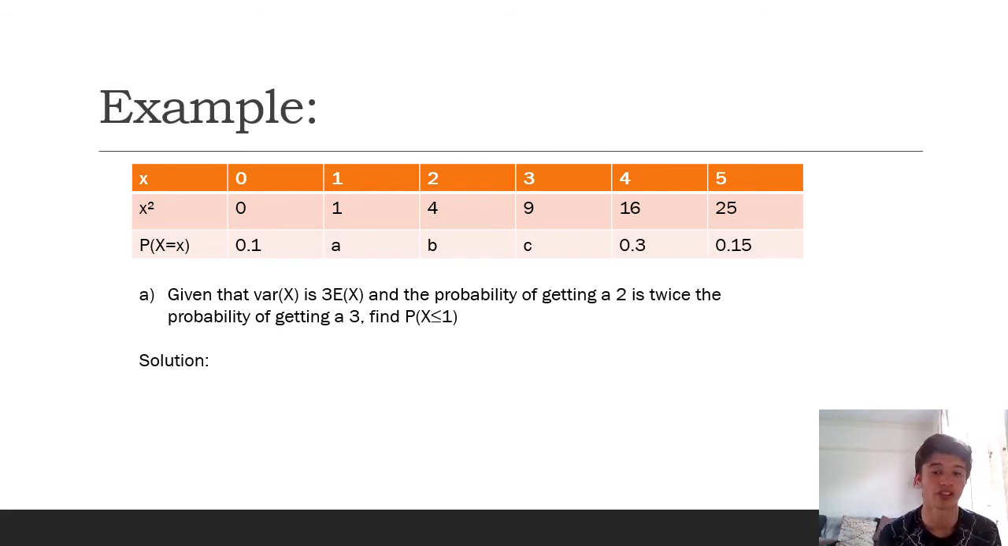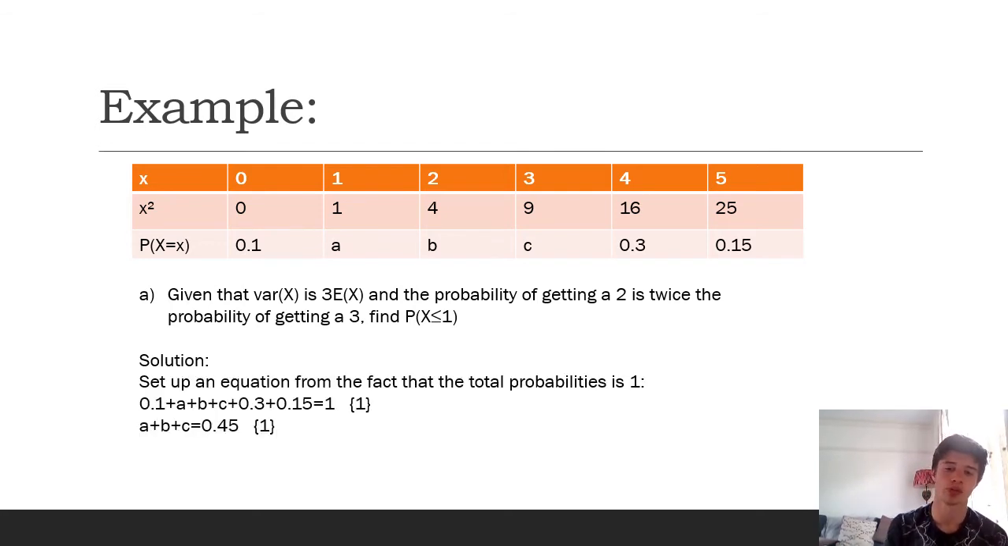Given that the variance of x is 3 lots of the expectation of x, and the probability of getting a 2 is twice the probability of getting a 3, find the probability that x is less than or equal to 1. So that's the probability that x is either 0 or 1, because there's only 2 values which that makes sense for. Little note. So what can we do? We have some unknowns here, and that's a problem.